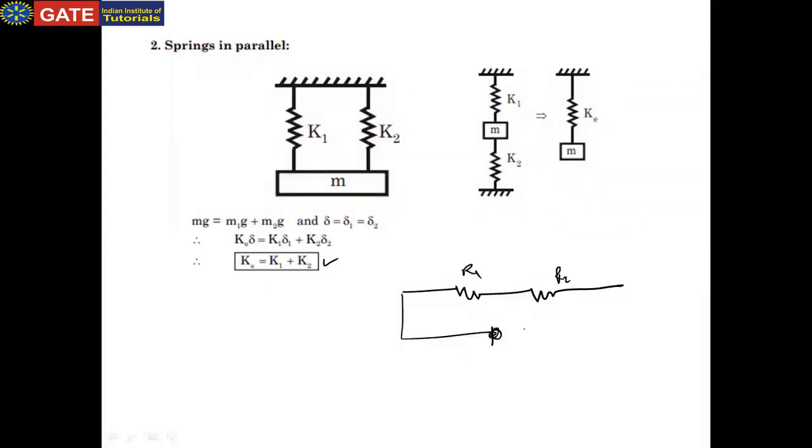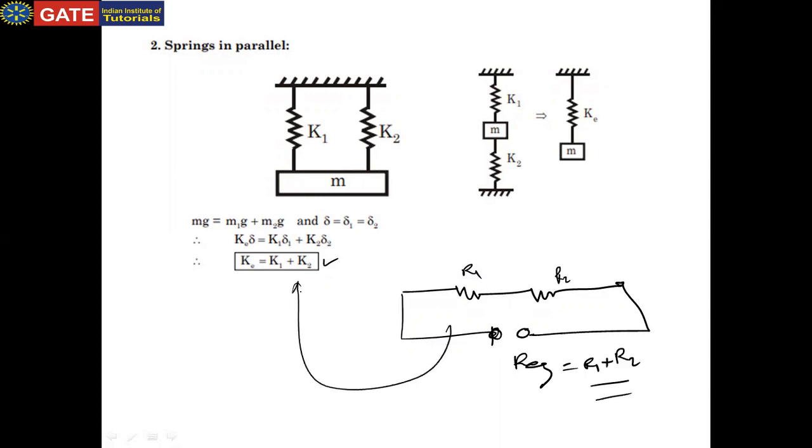If I say what is the equivalent of this, then you may say R equivalent is equal to R1 plus R2, because current will be same, hence it will be added. So series resistance result will be equal to parallel springs connection. Done? Yes, sir. Done, sir. All right.